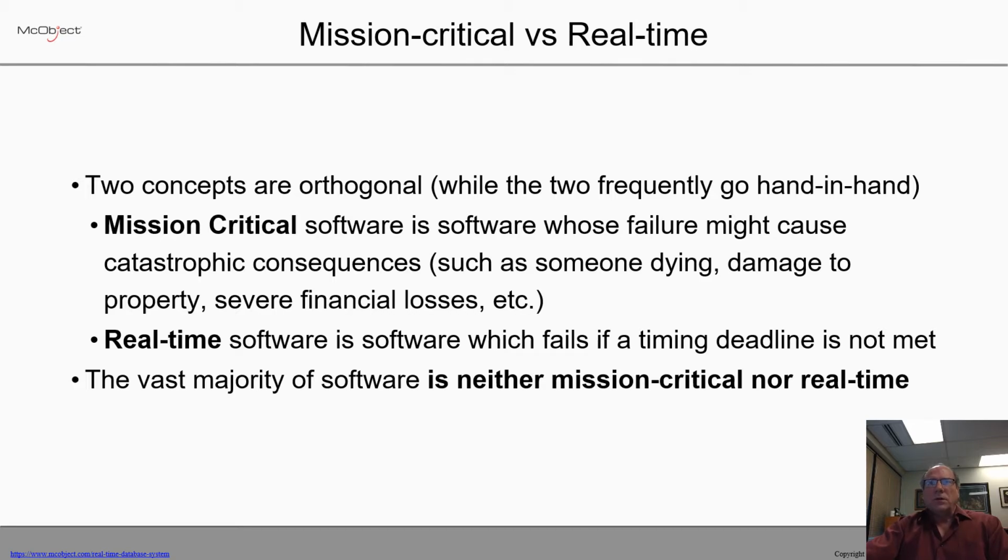The terms mission critical and real time are often used together. However, they are orthogonal. An advanced driver assistance system is both real time and mission critical. On the other hand, a system that handles financial transactions is mission critical, but not real time. Were it to fail, the result could be financial losses. However, there isn't any time interval in which a transaction must complete, so it isn't real time.